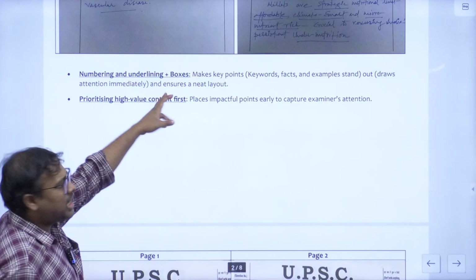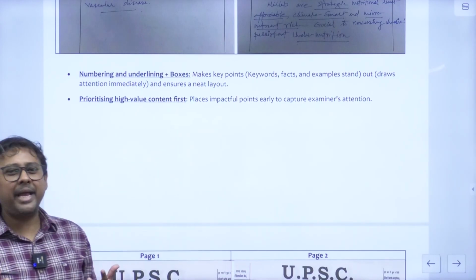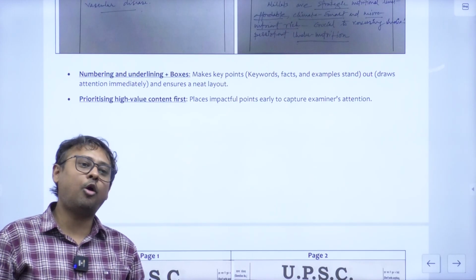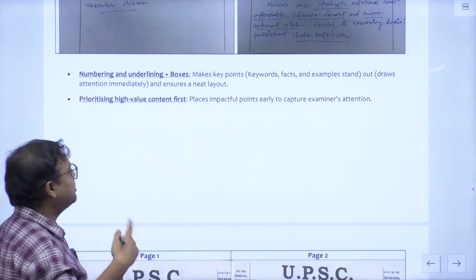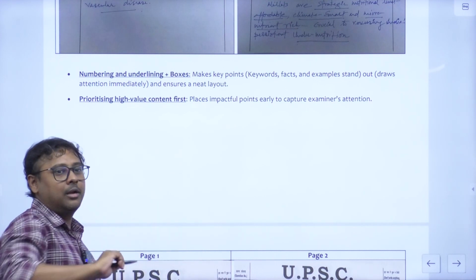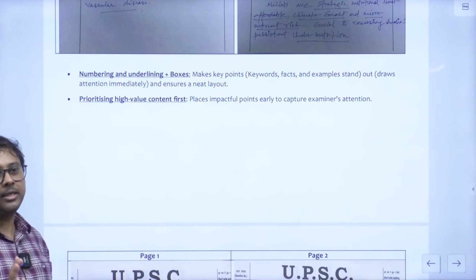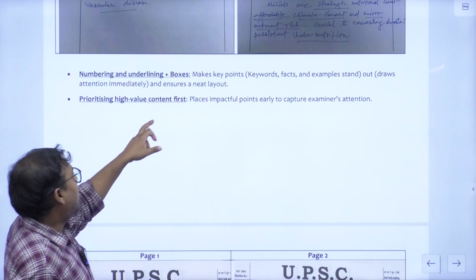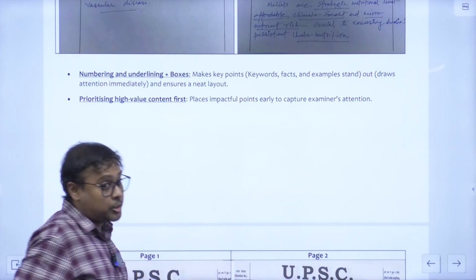Now numbering, underlining and boxes. My understanding is that please do not box every piece of content. You will see that in many copies, they're boxing. Box only the headings, and underline the rest, right? Again, keywords, facts, examples should stand out.